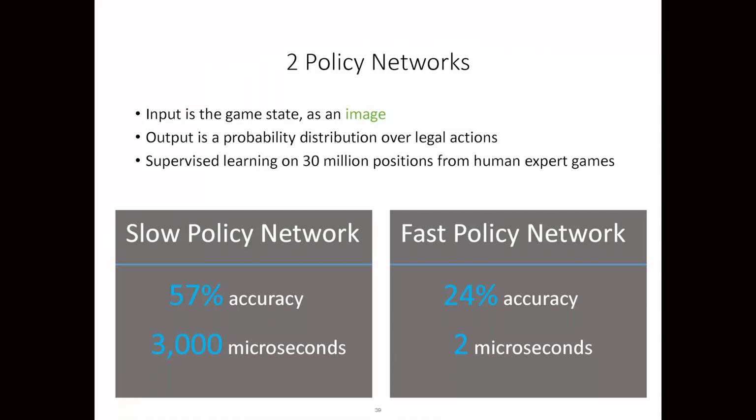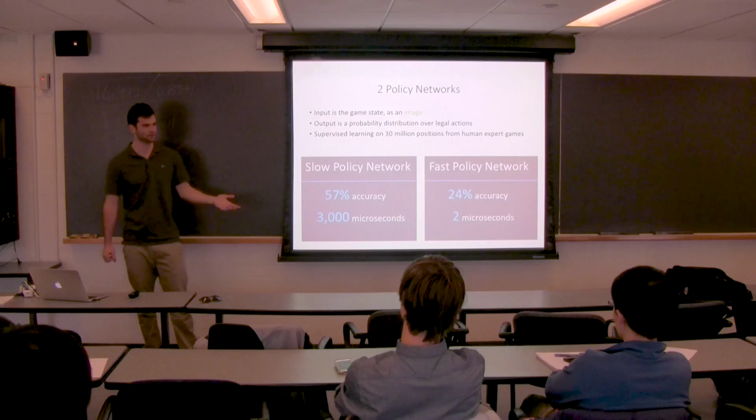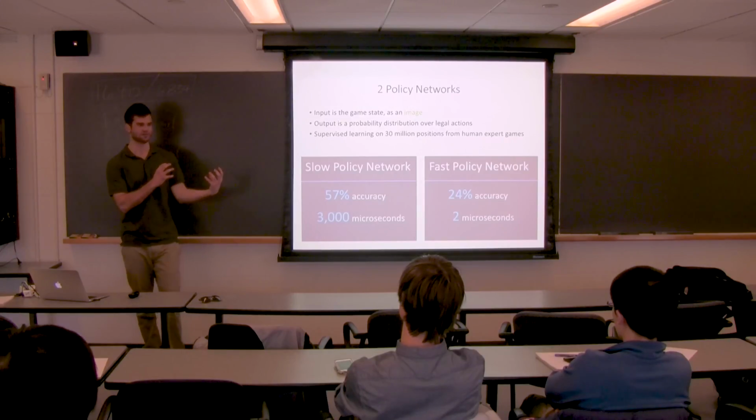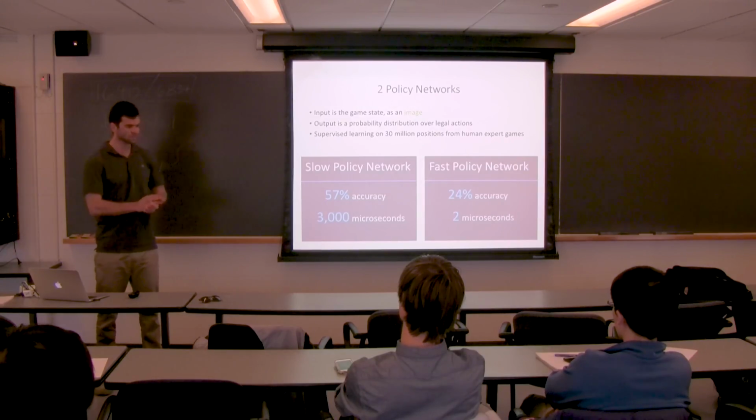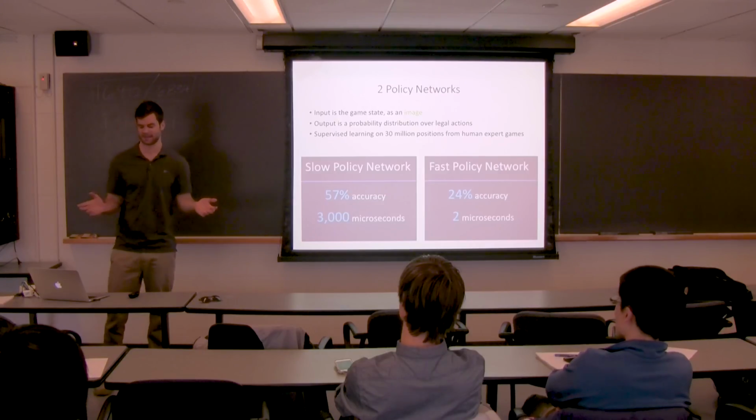Apparently there's a giant database of Go expert games, so that came in handy. And there were two different networks training. One of them was a slow policy, the other was a fast policy. The slow one was able to predict an expert move with 57% accuracy, which to me was mind-blowing. Like, using this neural network, 57% of the time it could pin where the expert would place his move. But that took 3,000 microseconds versus the fast policy, which suffers a bit in the accuracy, but it's 1,500 times faster. And we'll see where they use each of these different policies later on. But yeah, it can predict the expert move with 57% accuracy.